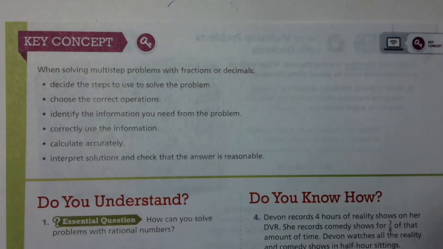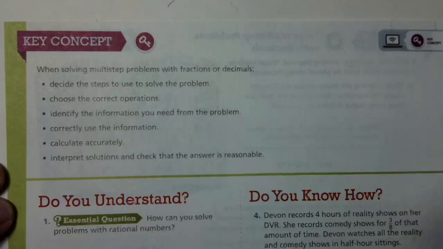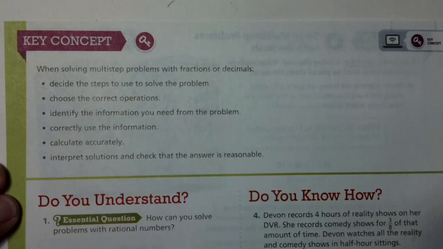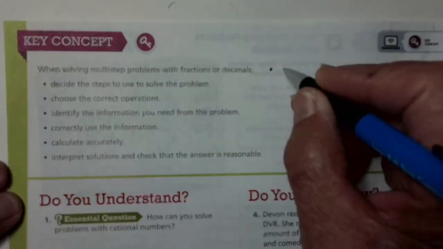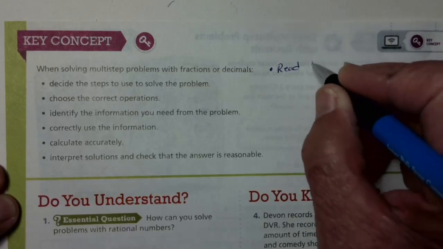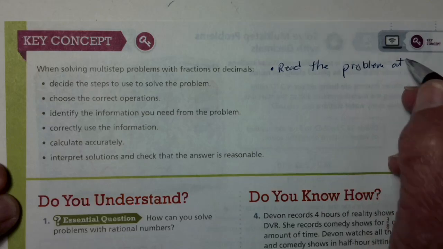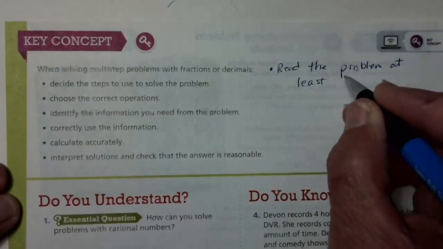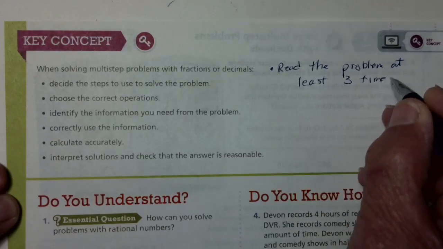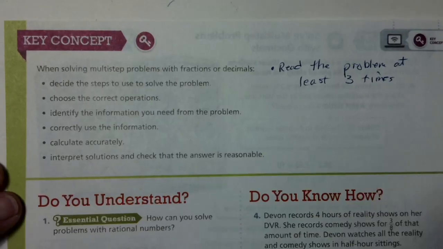Okay, I'm going to work a few problems with you on this Do You Understand? And before we begin that, let's please look at the key concept. When solving multi-step problems with fractions or decimals, see all these bullets? Decide the steps to use. Well, I'm going to add one more bullet in there, and it's a very important one. Read the problem at least 3 times. Make sure you understand the problem.